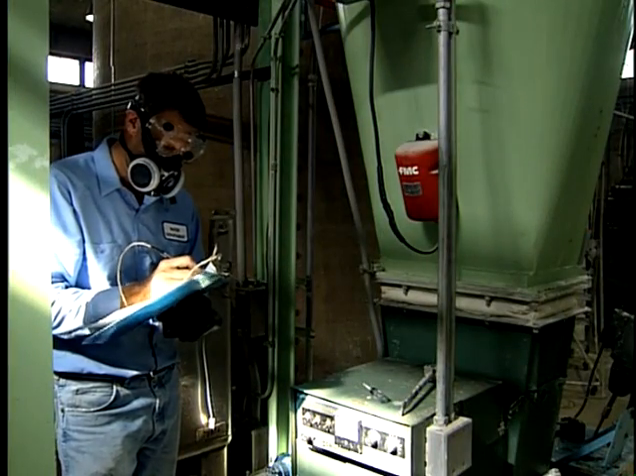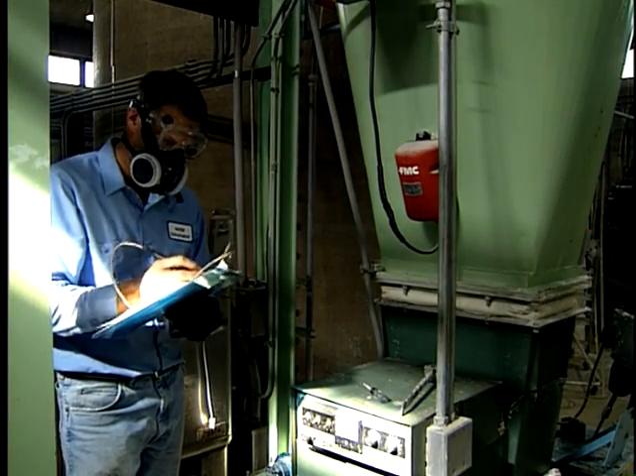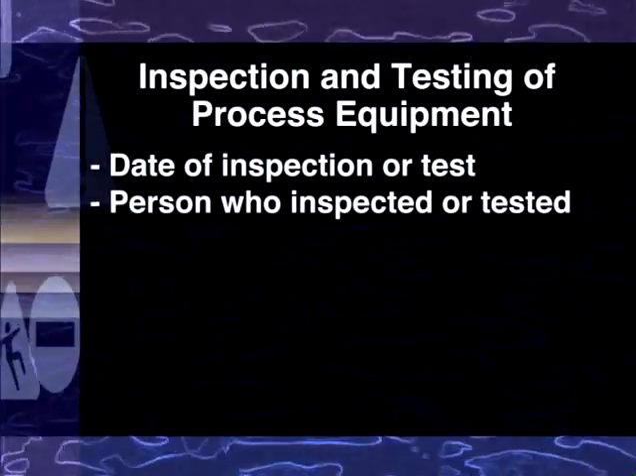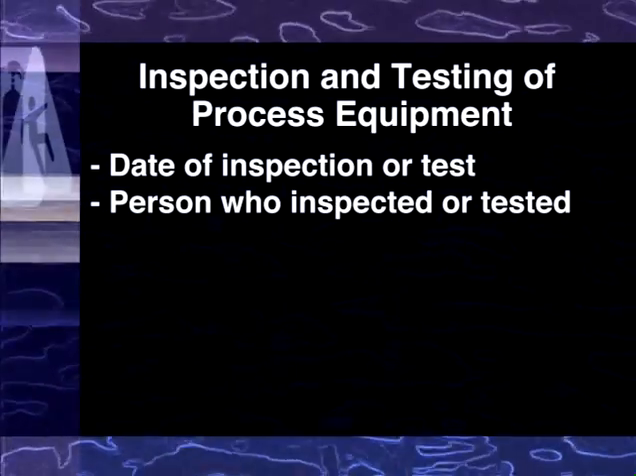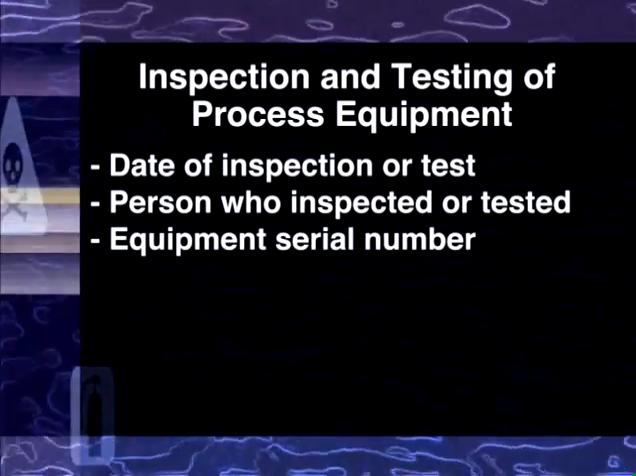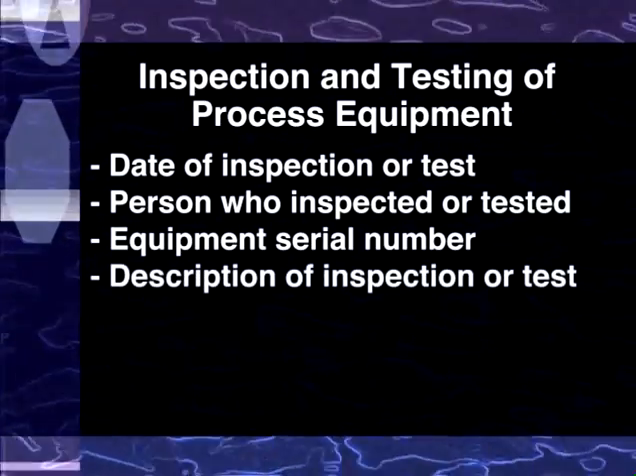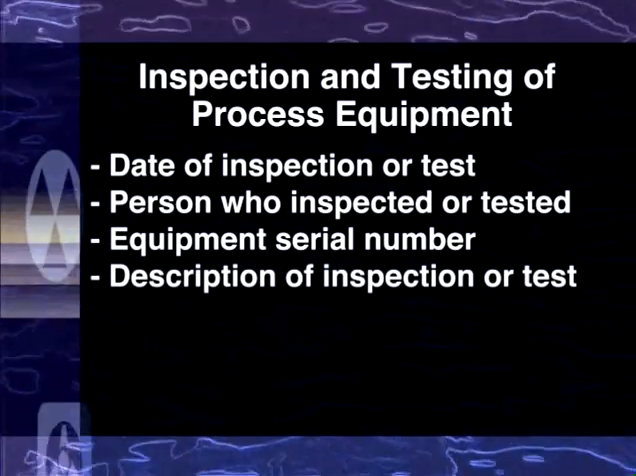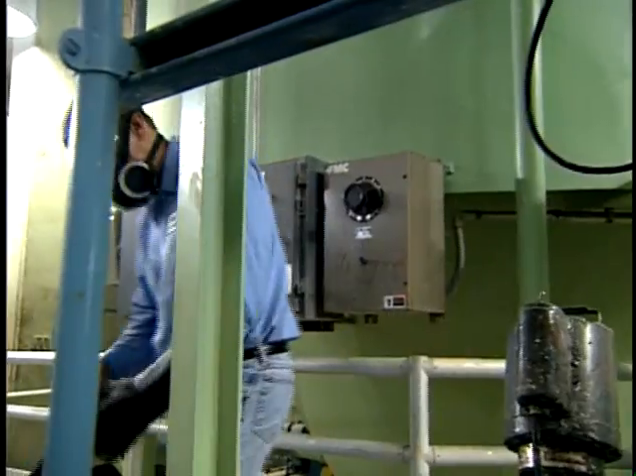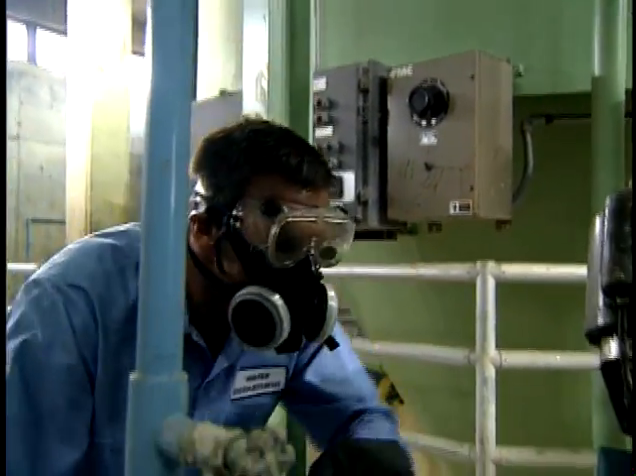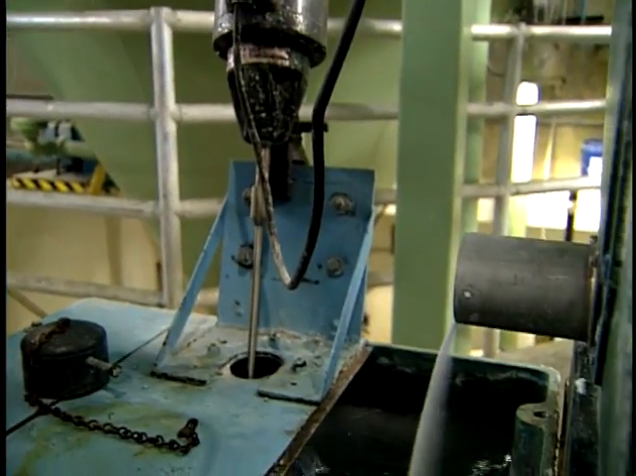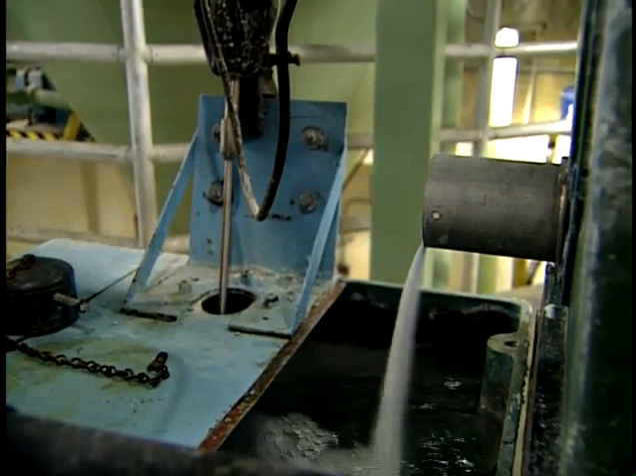Each inspection and test on process equipment must be documented, identifying the date of the inspection or test, the name of the person who performed the inspection or test, the serial number or other identifier of the equipment on which the inspection or test was performed, a description of the inspection or test, and the results of the inspection or test. Equipment deficiencies outside the acceptable limits defined by the process safety information must be corrected before further use.